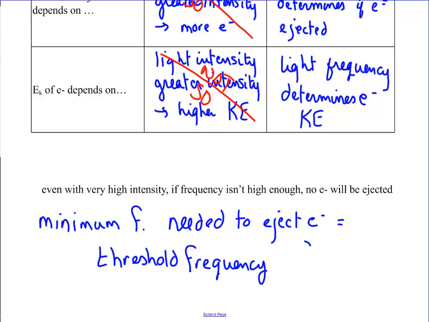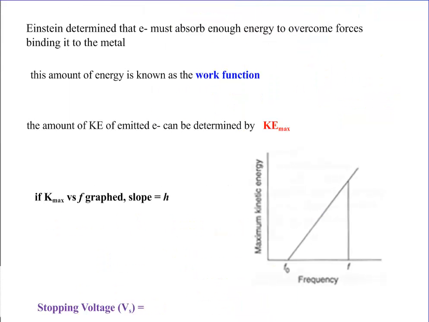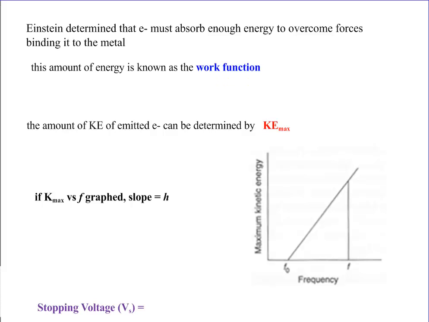Threshold frequency generally is F sub T, and the threshold frequency is different for each metal. Einstein determined that the electron has to absorb enough energy to overcome the attractive forces of the nucleus holding it to the metal. The amount of energy it has to overcome is called the work function. The work function is an equation: Planck's constant times the threshold frequency, and the symbol for the work function is phi.